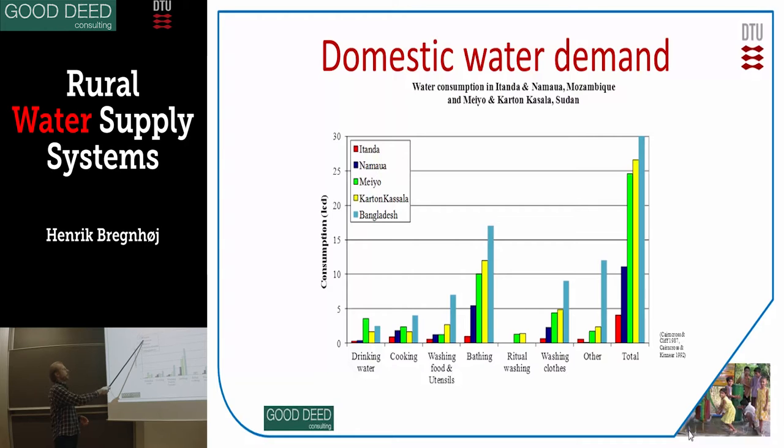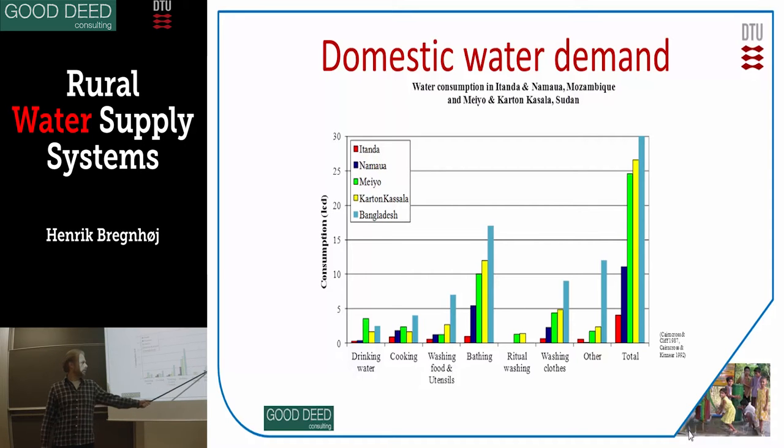Two of them, the red and the blue one, were from Mozambique, where people had to walk very long distances. I think in the red one, Itanda here, they had to walk almost 10 kilometers to get their water. And the two other places were in Sudan, where they were actually buying water, but it was a slum area, so it's places where the water consumption is quite limited compared to Denmark. So first of all, we see here, the highest is definitely bathing. If you're using very little water, then bathing would be the highest one.